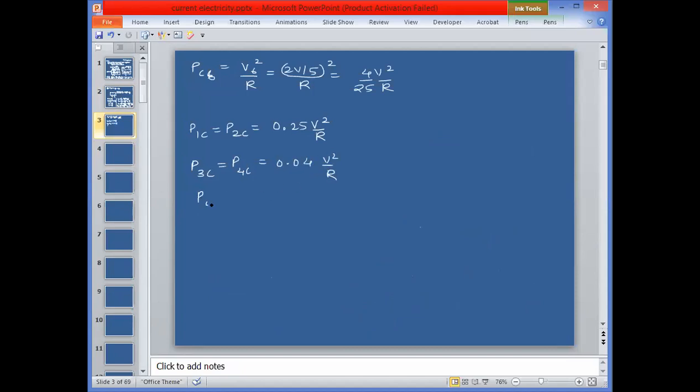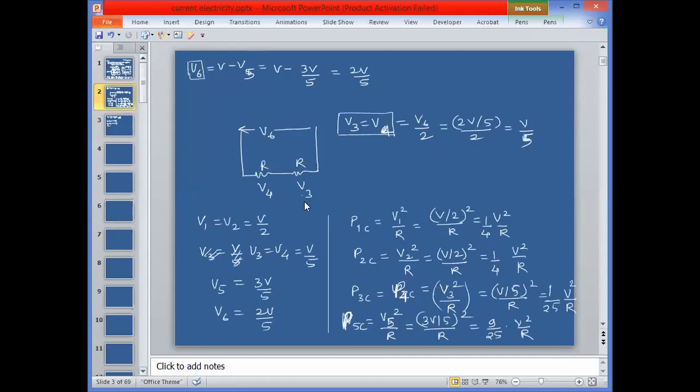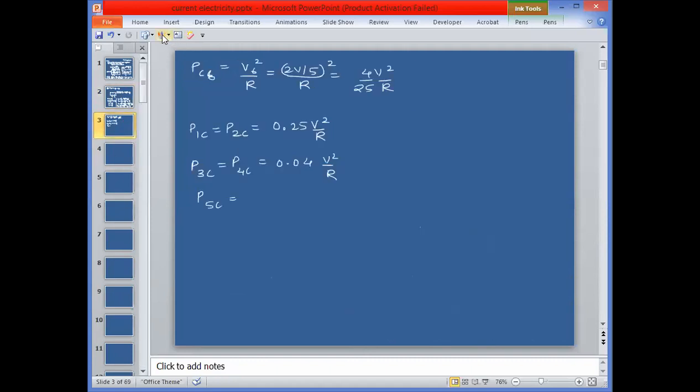Then power consumed by the fifth bulb is 9 by 25. 9 by 25 is a very easy task, not a big deal. 1 by 25 you already know, into 9. 9 by 25 means 9 into 1 by 25, and 1 by 25 is 0.04 into 9. That will be 0.36 into V square upon R.